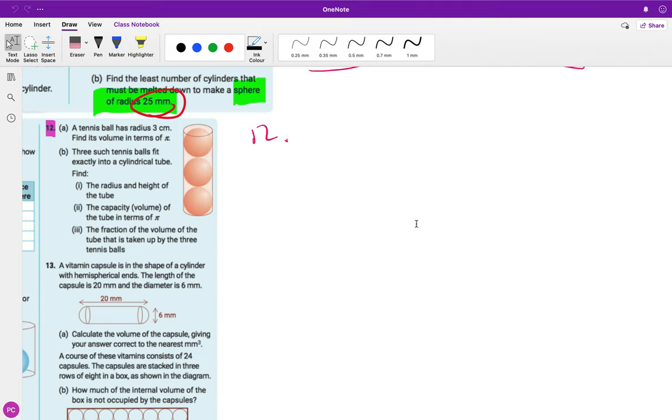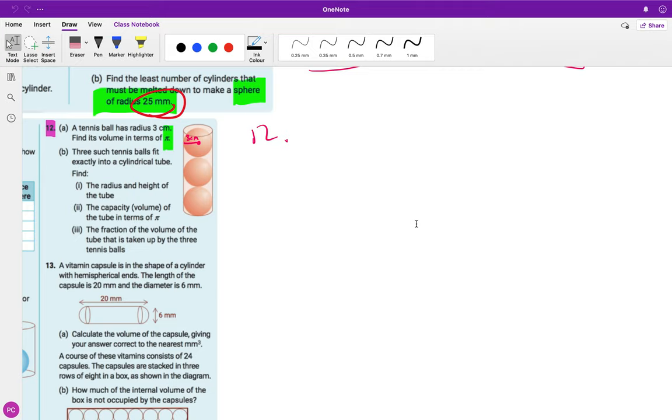Okay, so question 12 says, a tennis ball has radius 3 centimeters. So what they're saying there is that from the center of a tennis ball to the side is 3 centimeters. I'm just putting it on the diagram first. We're in terms of pi, so pi is going to be in our answer. 3 such tennis balls fit exactly into a cylindrical tube, and we're looking to find the radius and height of the tube.